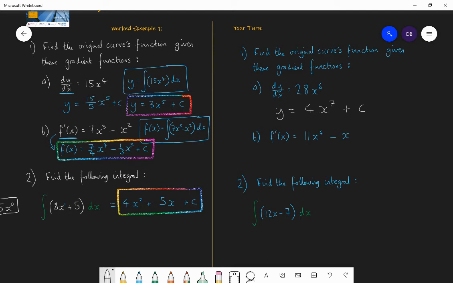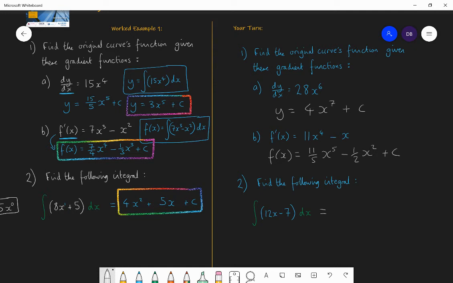The next one, if f dash x equals 11x to the power of 4 minus x, then f of x will equal, we raise the power by 1, so that x to the power of 4 becomes x to the power of 5. And then we divide by that 5. So 11 becomes 11/5. So it's 11/5 x to the power of 5. Next, minus x to the power of 1 becomes minus x to the power of 2 divided by 2. So it becomes minus 1/2 x to the power of 2. Because minus 1, the coefficient, you halve it, you become minus 1/2 x squared. Plus c for the constant of integration.